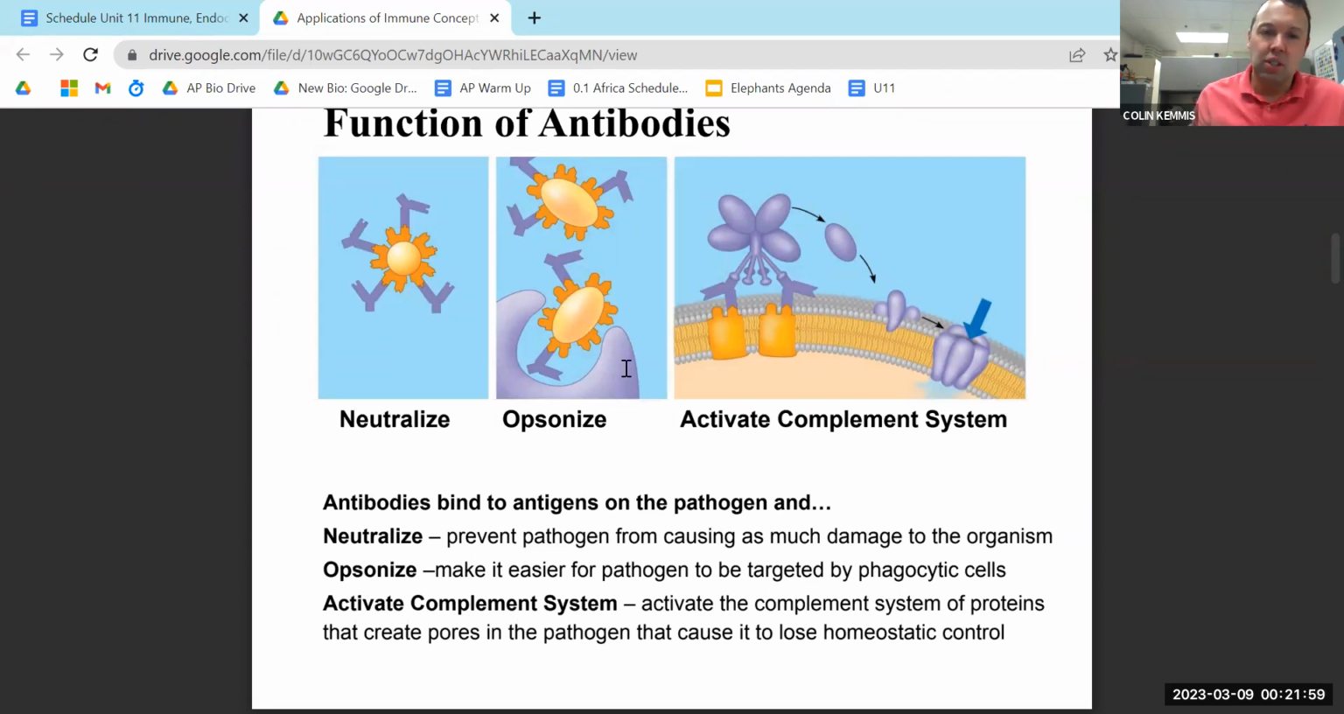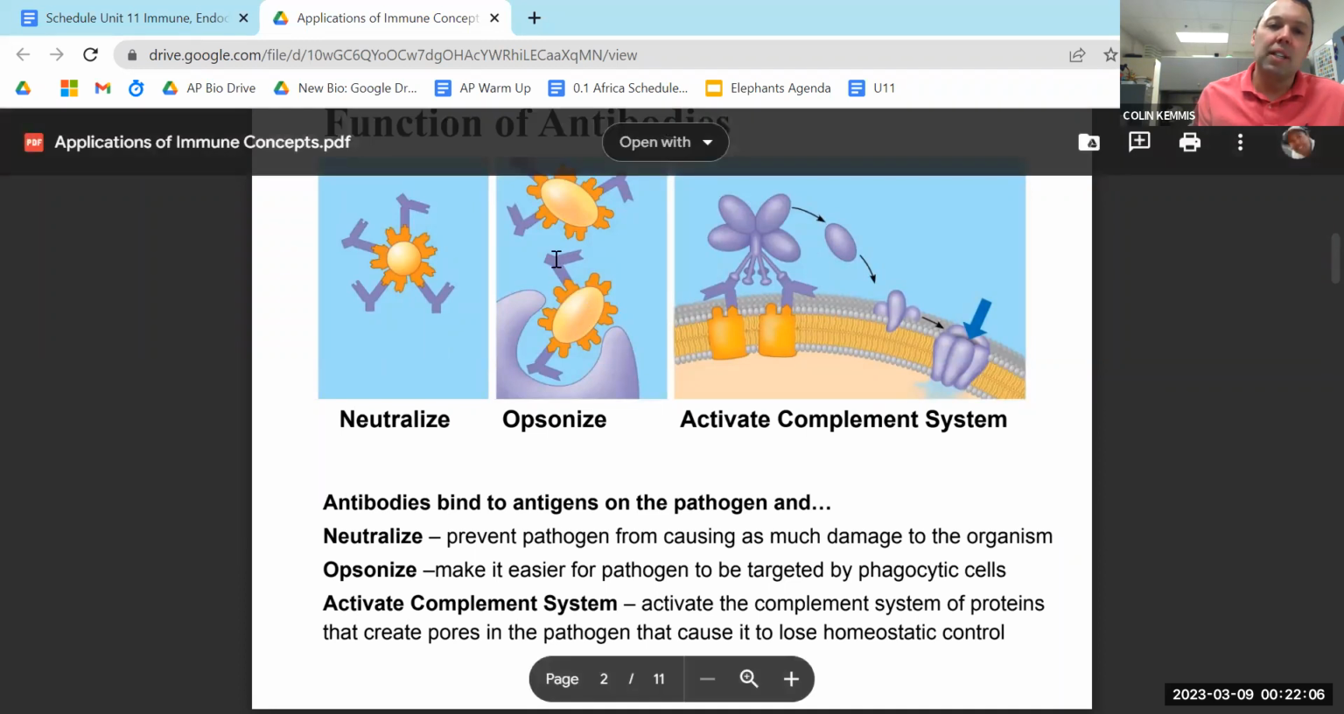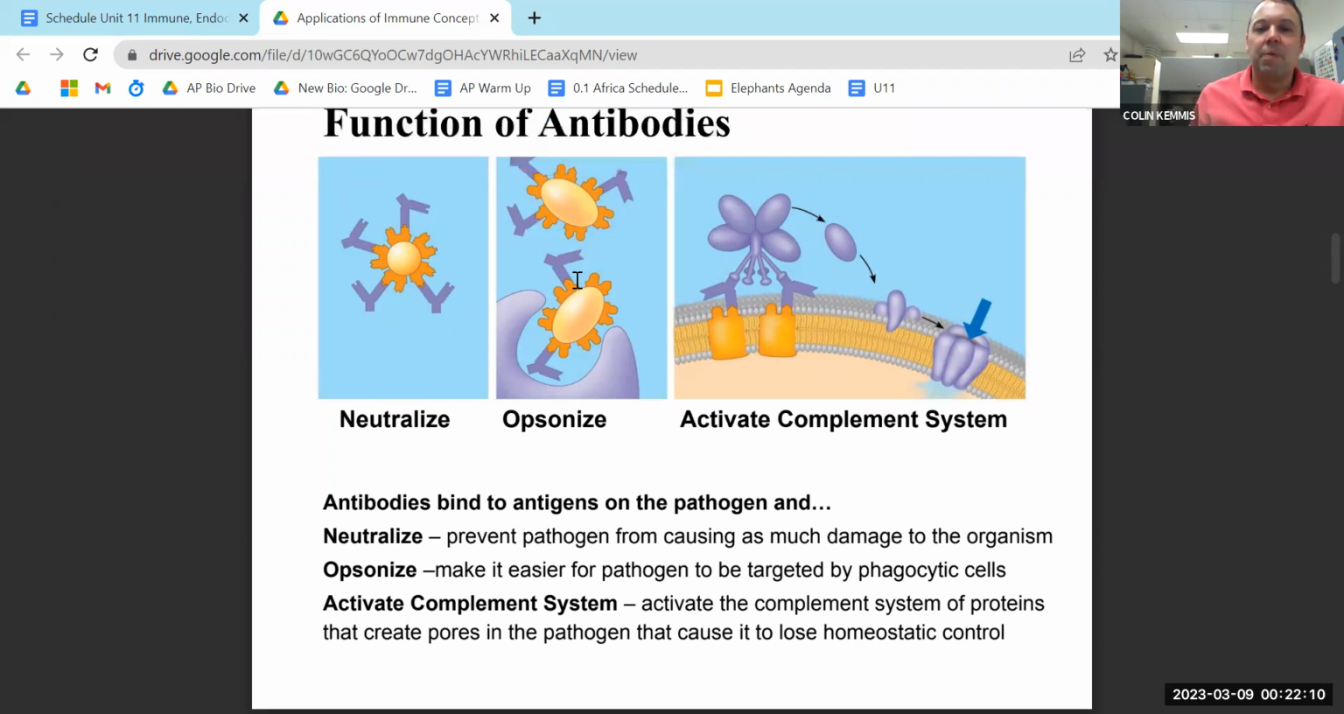So the phagocyte is shown here, that large eating cell or that macrophage. And because these cells are marked by the antibodies in purple, then the phagocyte or the macrophage will eat them more easily. And so once they do that, then they are destroyed. And then also the macrophage can display that antigen to helper T cells.